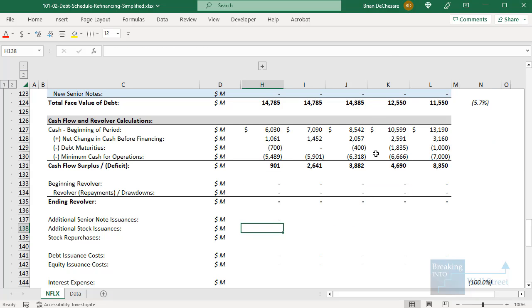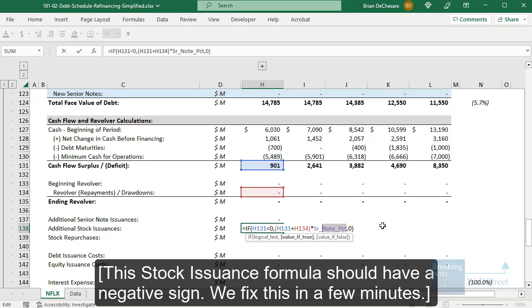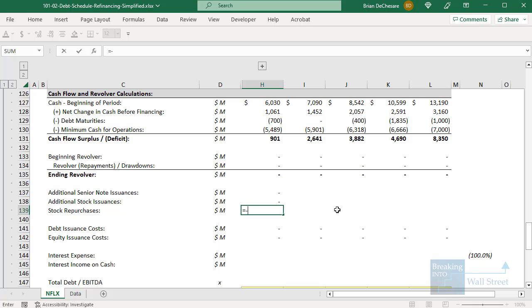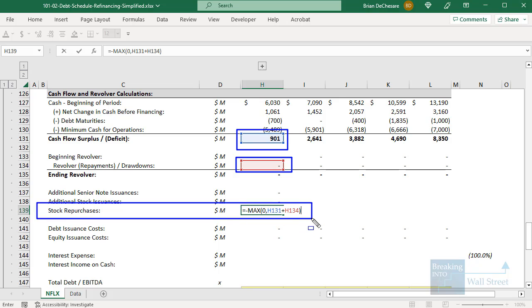Now, for the additional stock issuances, it's going to be very similar. And in fact, I can copy and paste down the same formula. All we do is change the equity percentage here based on our assumption at the top. So we have that. And then for the stock repurchases, we're going to take the maximum between 0 and then the cash flow surplus or deficit plus the revolver repayments and drawdowns right here. Basically, what this formula is doing is saying that if we have some amount of positive cash flow left after all this, after the surplus we had, and then factoring in any repayments we made on the revolver, then we'll use all of it to repurchase stock.